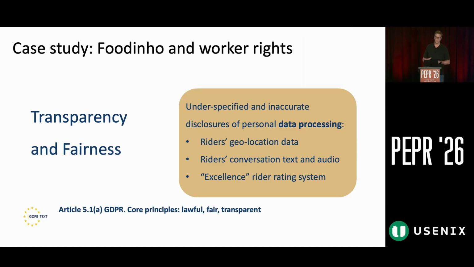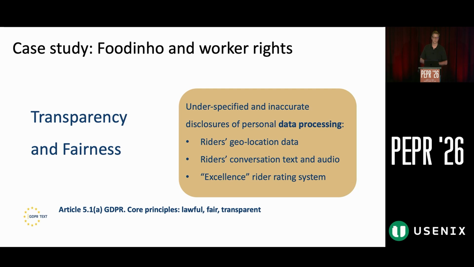Okay, so what was the issue in these DPA actions against Foodinho? Well, one is that Foodinho did not provide sufficient disclosure about the data it processed about its workers. They're called riders in this context. So this is a food delivery service, right? You're delivering food to customers. And one of the issues was that Foodinho not only monitored location of their riders while they were working, but also when they were off the clock.